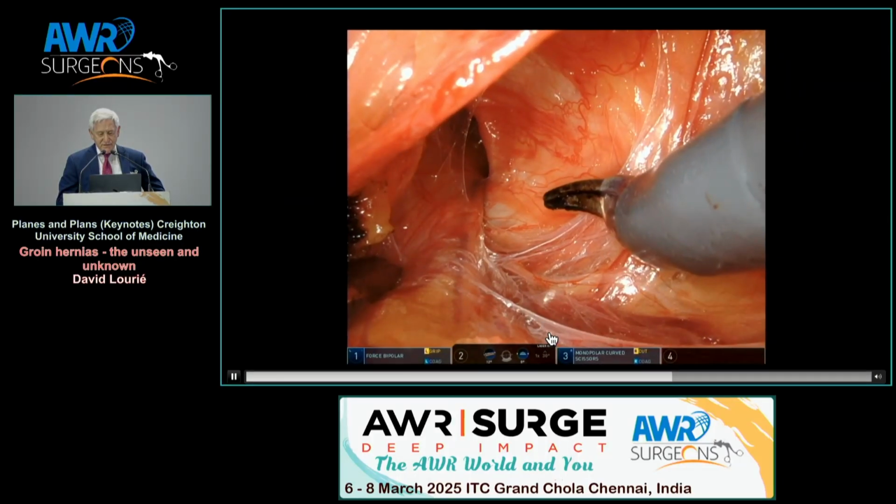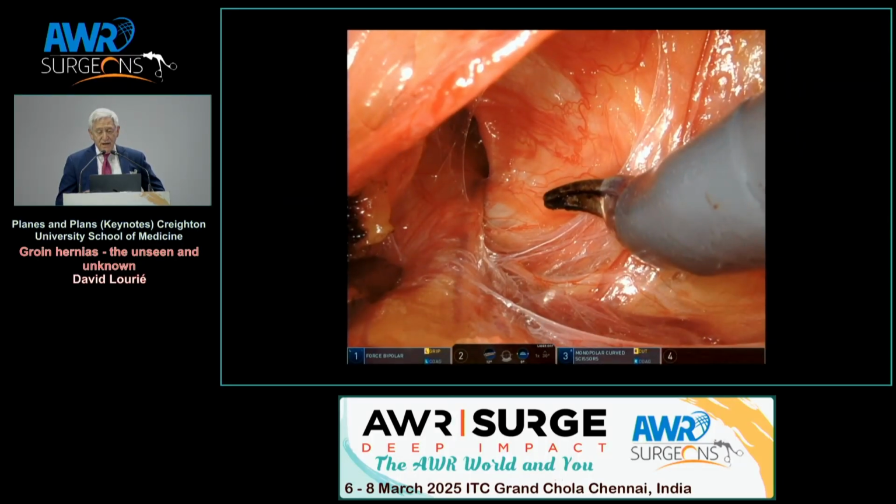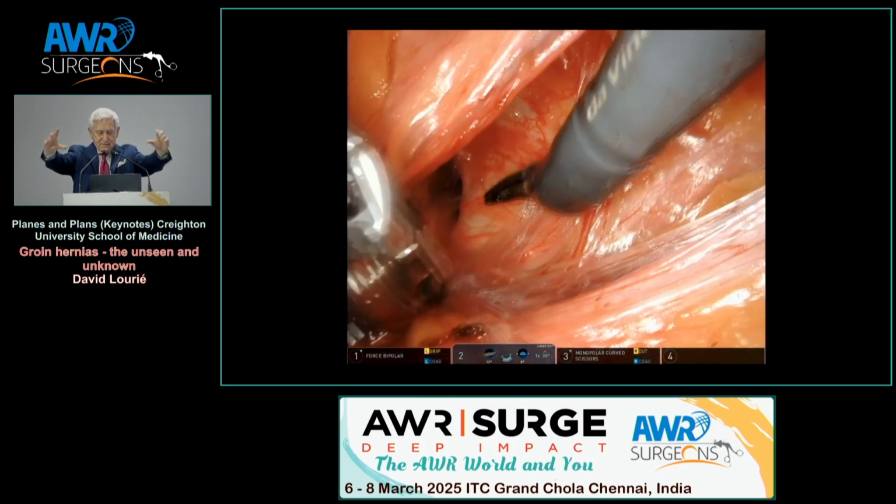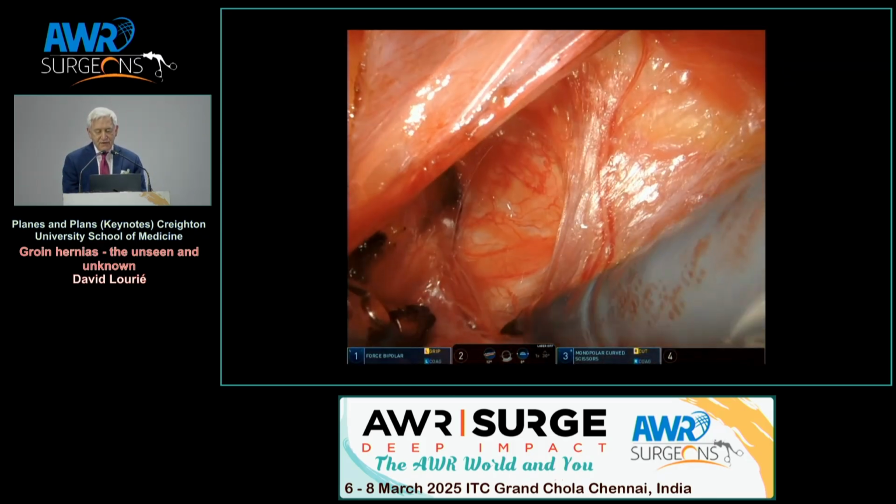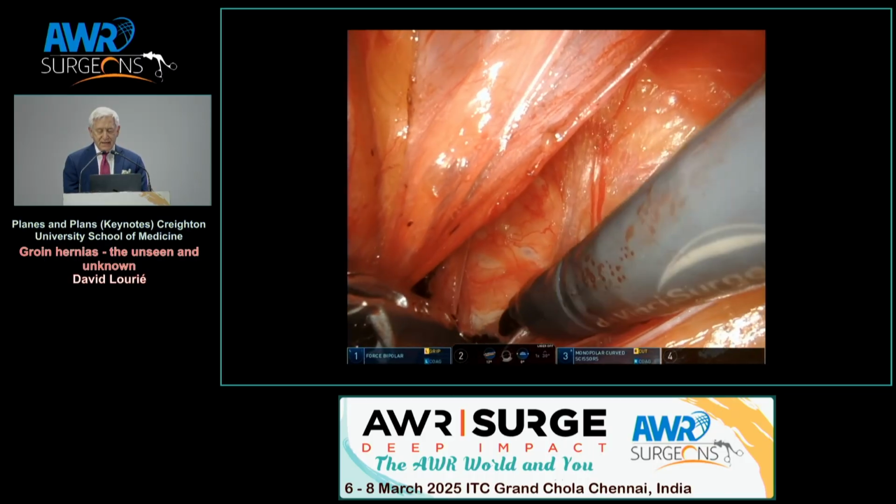Okay, just finishing up. When you have really big indirect hernias, you can really stretch out the internal ring, and sometimes the internal ring and external ring end up lined up in the same plane. This is the case here. We're going to take advantage of that, and we're going to look at some anterior structures.